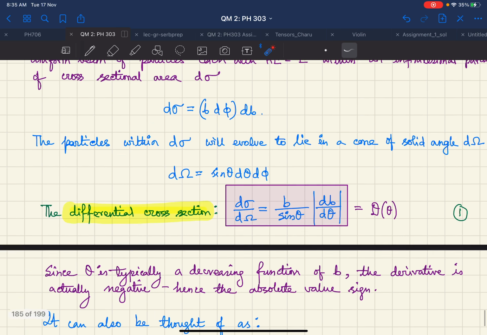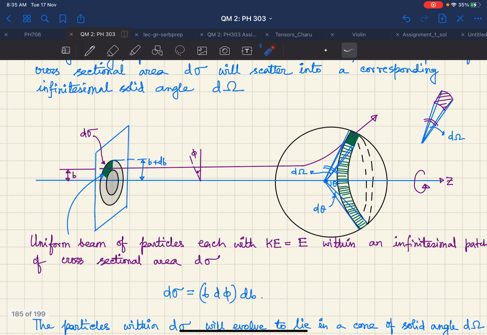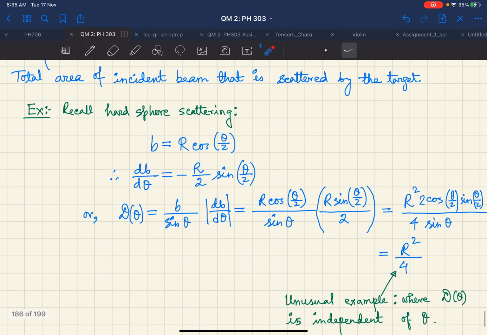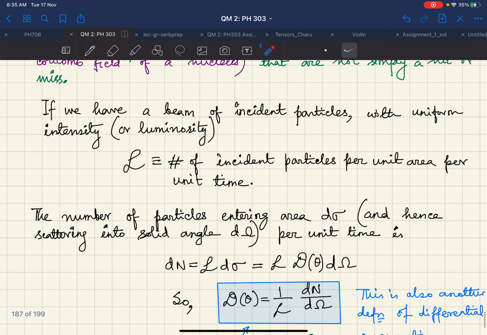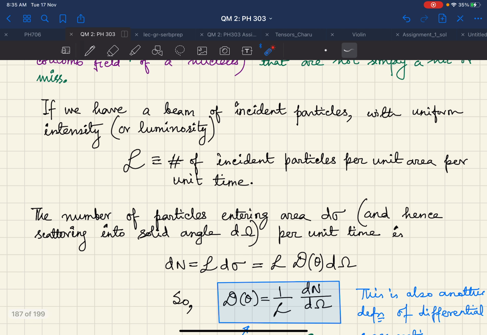So if you go back and look at this figure, if I have a count of the number of particles entering this d sigma per unit area per unit time, then if I multiply with d sigma, that is going to give me the total infinitesimal number of particles crossing that d sigma area. But then d sigma, remember, is curly D theta d omega. So I could as well write this L d sigma as L curly D theta times d omega, where curly D theta is the differential scattering cross section and d omega is the solid angle.